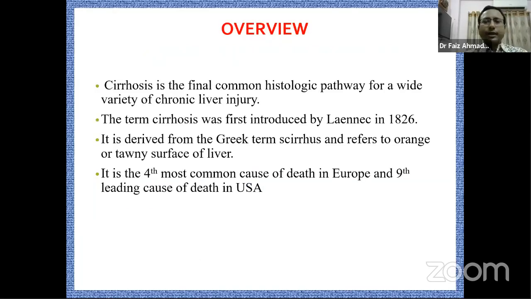Okay. So the first slide is an overview of cirrhosis of liver. Cirrhosis is the final common histologic pathway for a wide variety of chronic liver diseases or chronic liver injury. The term cirrhosis was first introduced by Laennec in 1826, and it has been derived from the Greek term cirrhus, which refers to the orange or tawny surface of the liver. Cirrhosis is the fourth most common cause of death in Europe and the ninth leading cause of death in the United States of America. This is also one of the important causes of death in our country as well.